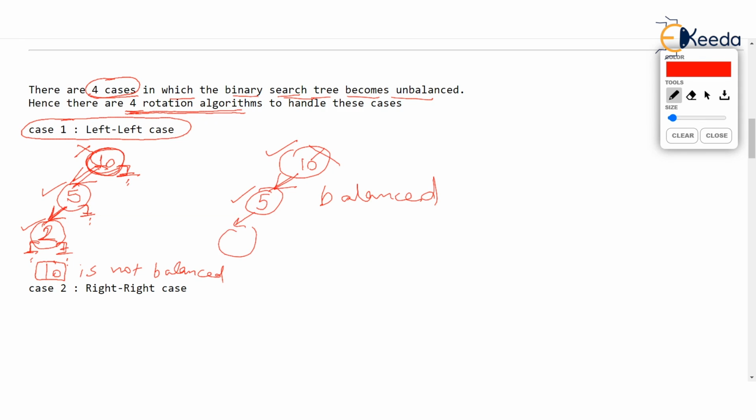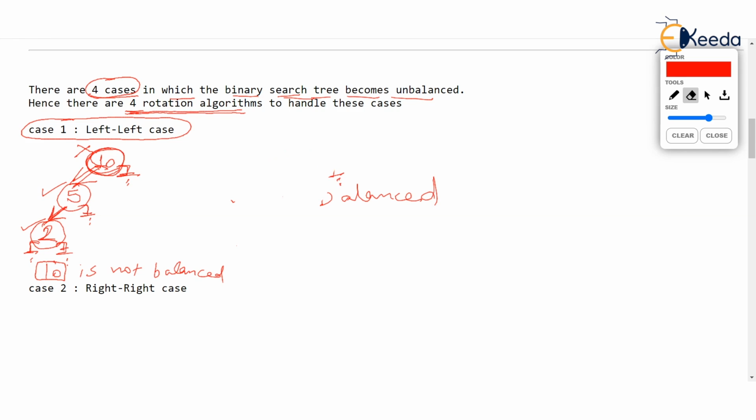I hope you understand. And the left height of 10 and right height of 10, the difference is greater than 1. Therefore, 10 is not balanced, and the case is known as the left-left case. I hope you have understood why the case is known as left-left.